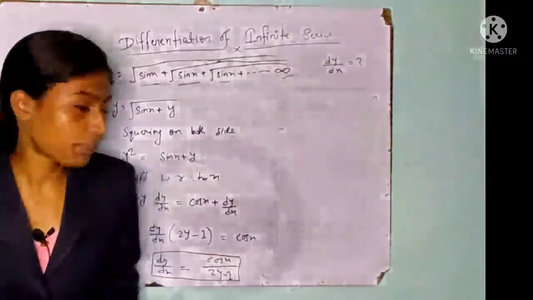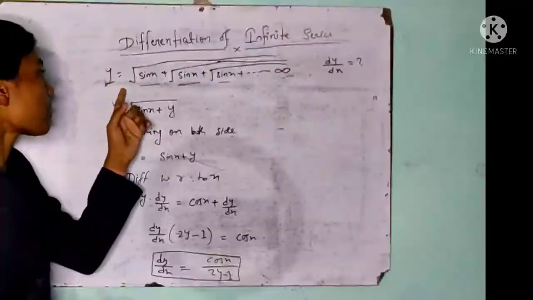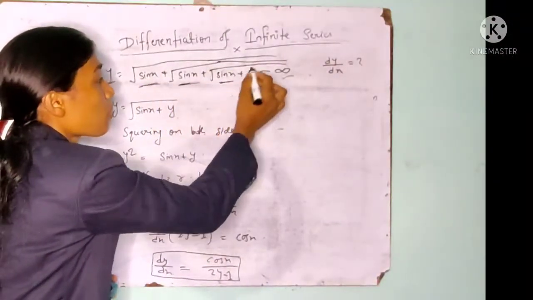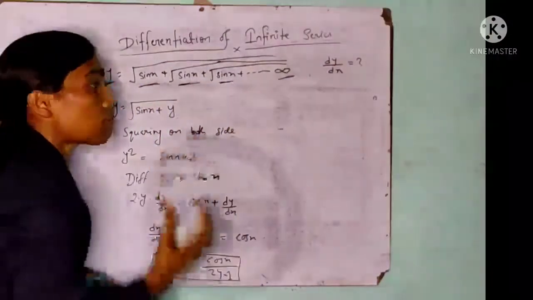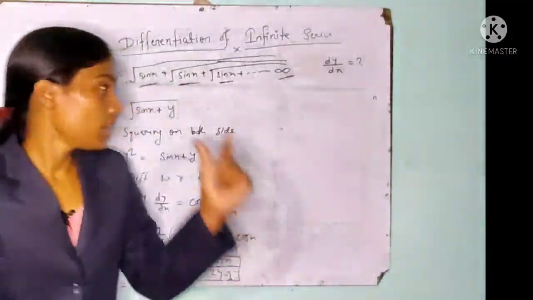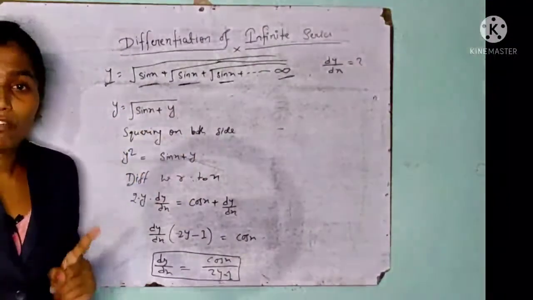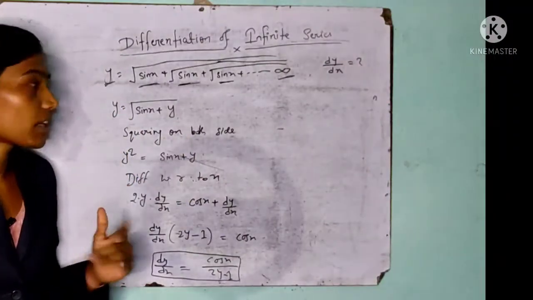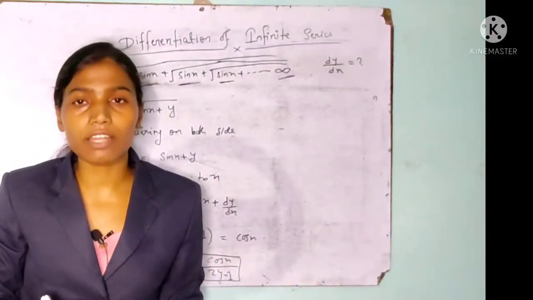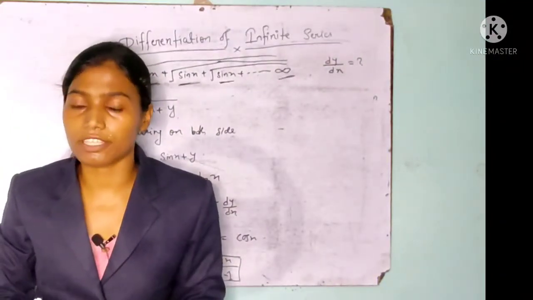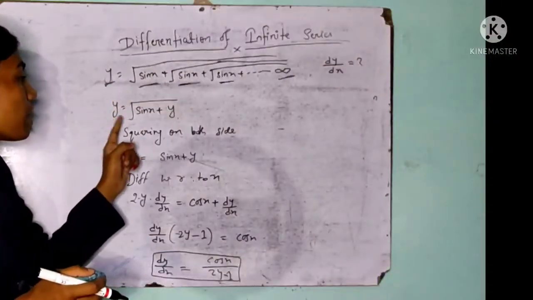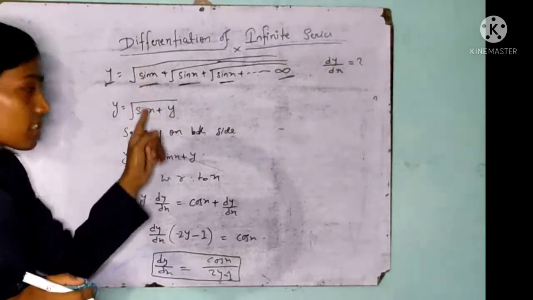So again I am explaining. See here, given function y is equal to root of sine x plus root of sine x plus root of sine x plus dot dot dot up to so on. They said find dy by dx is equal to what? Now just remember the first concept. The concept is saying if you take out a single term from an infinite series, the series should be unaffected. That's why y is equal to, I am taking one sin x out.